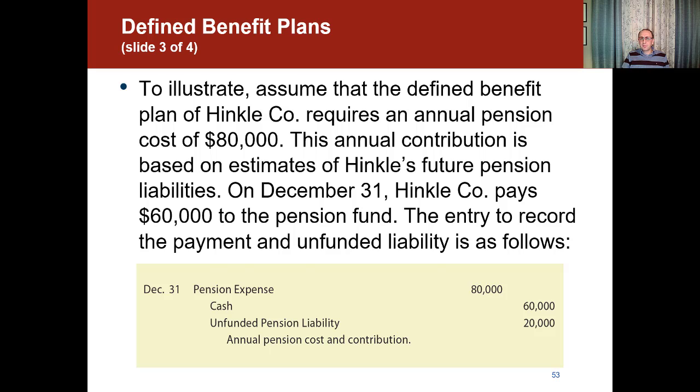So assume that the defined benefit plan of Henkel Company requires an annual pension cost of $80,000. This annual contribution is based on estimates of Henkel's future pension liabilities. On December 31st, Henkel Company pays $60,000 to the pension fund. The entry to record the payment would be as follows. We're going to debit the pension expense, which is $80,000 based on the required cost here. Since it only paid $60,000, we're going to credit cash for $60,000, and the difference, $20,000 on the credit side here, we're going to record as unfunded pension liability. And again, that's permissible under this kind of plan.